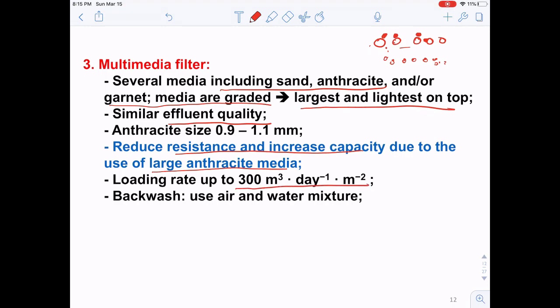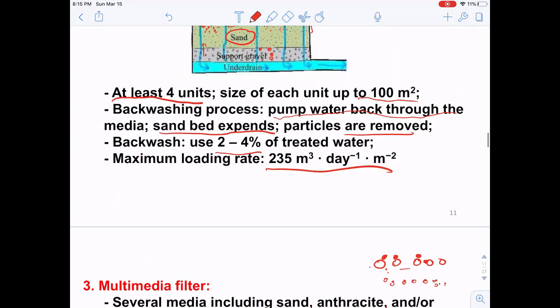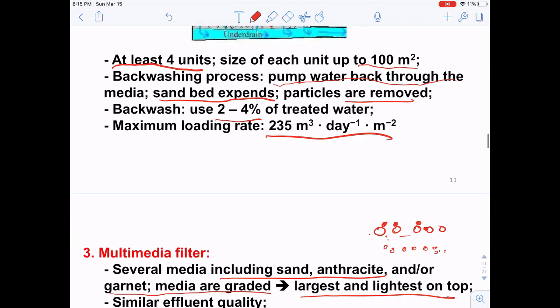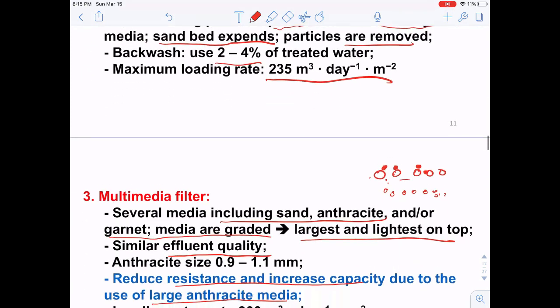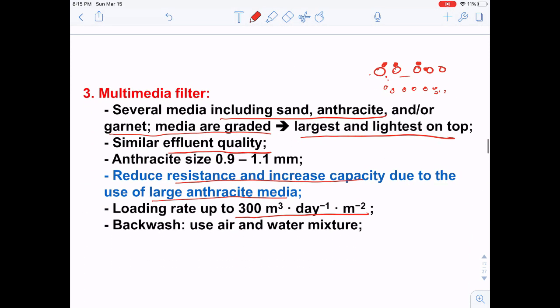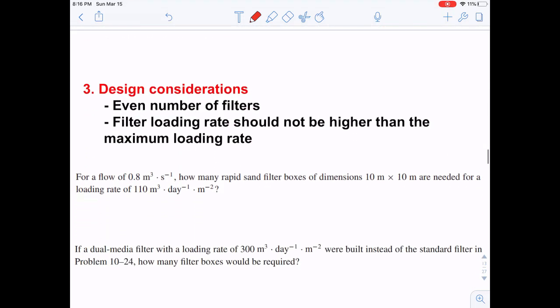And the loading rate can be up to 300 meter cube per day per square meter. So you can see that the maximum loading rate is higher compared to the single media rapid sand filter, because we're using multiple media here. And in terms of the backwash, we can use an air and water mixture to clean up these particles.